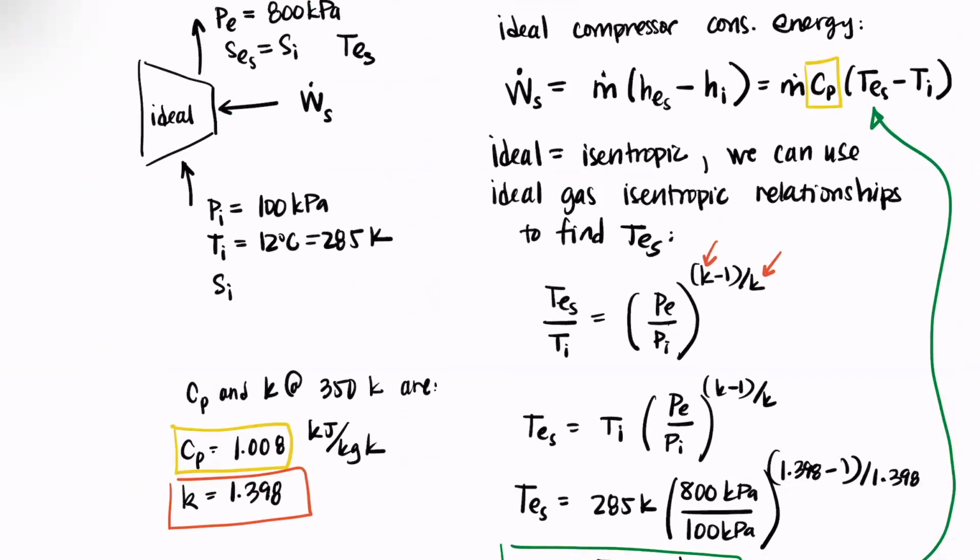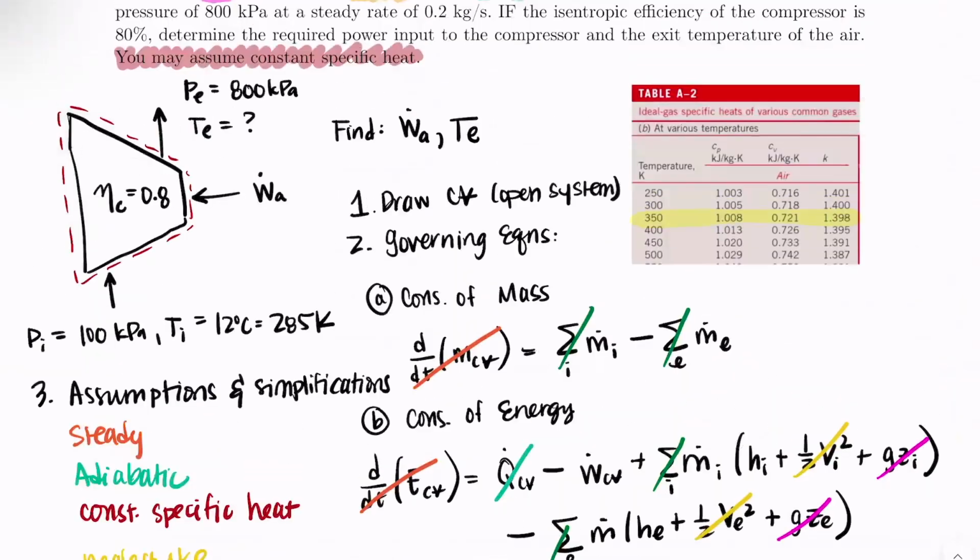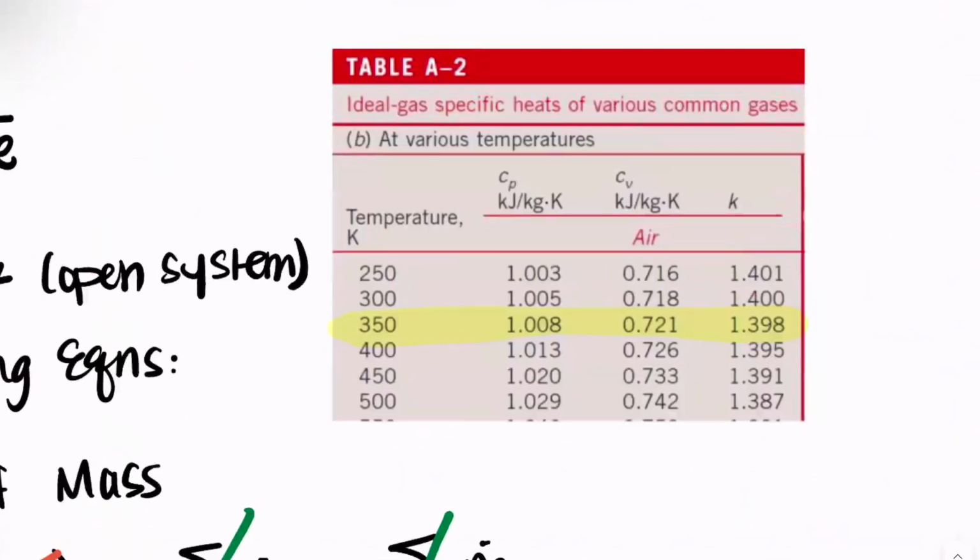We're using a constant specific heat, right? And so we have to pick a value from this table, right? And technically, when we do a constant specific heat assumption, normally what we would do is take an average of the inlet and outlet temperature and pick a CP based on that average. We don't know the exit temperature yet, right? We know it's going to go up because it's a compressor. And we know the initial temperature is 285, but we don't know by how much it's going to go up. So what we did was we took a guess of 350 as being the average between the inlet and the outlet.